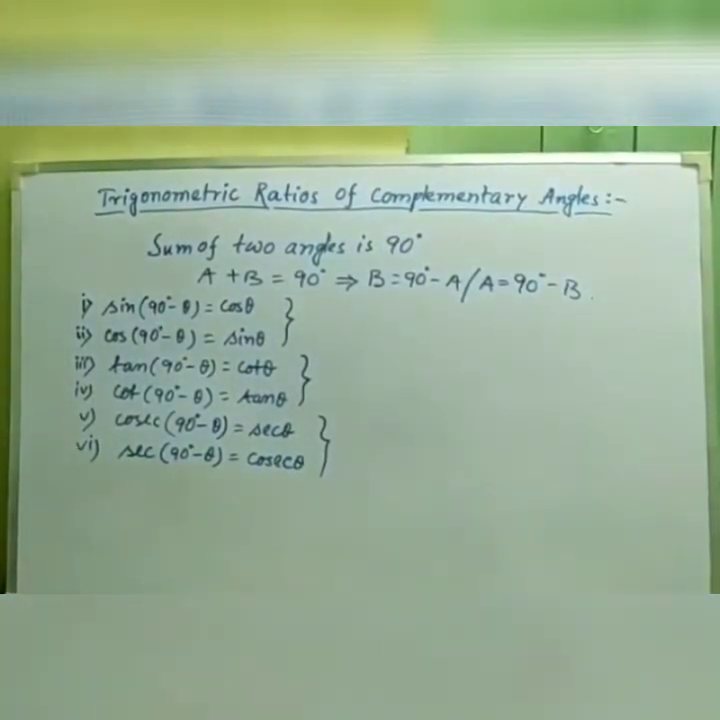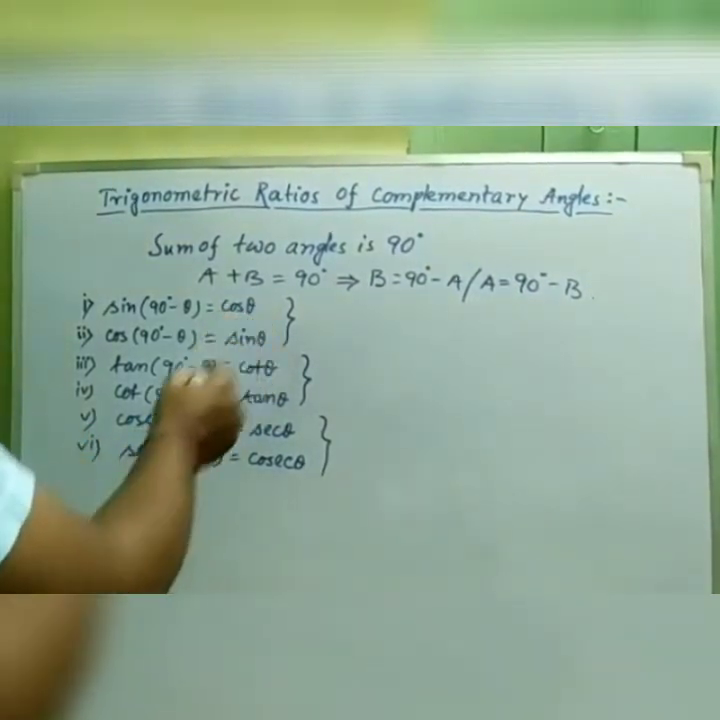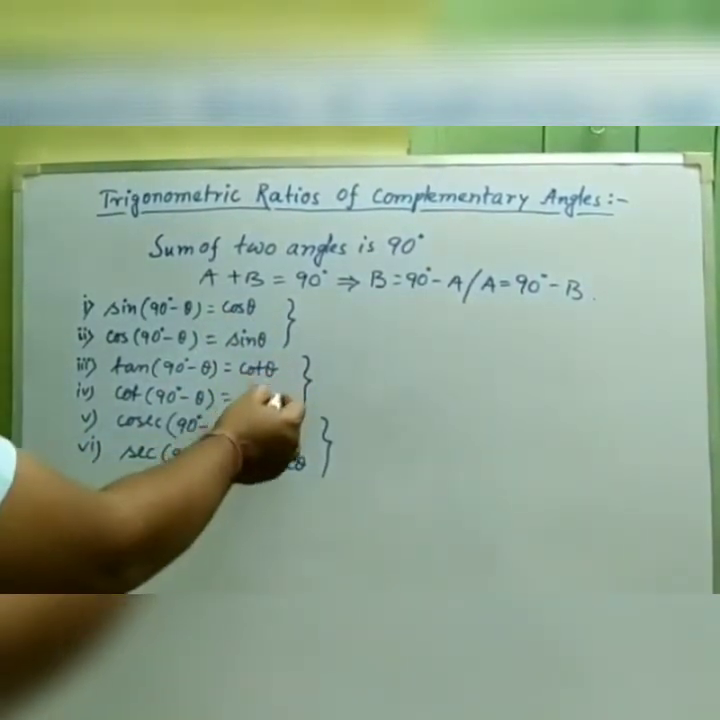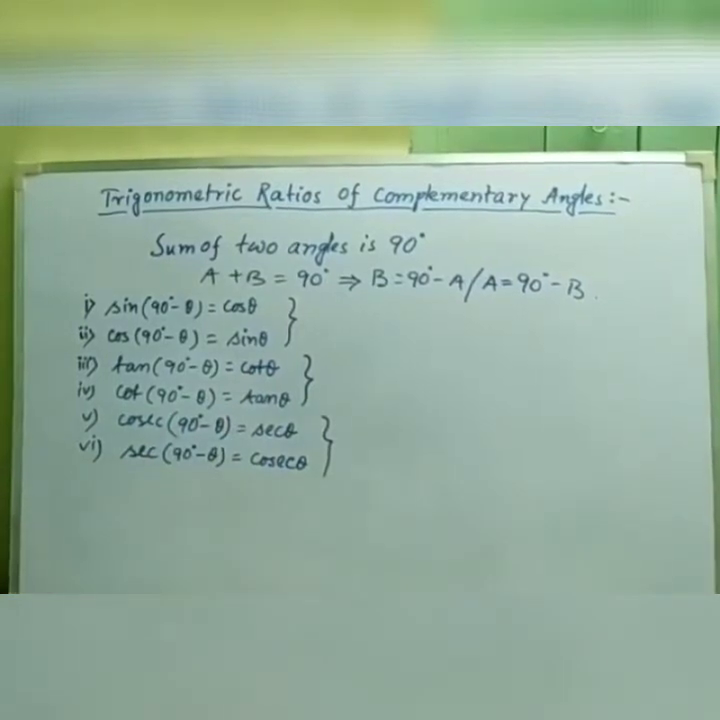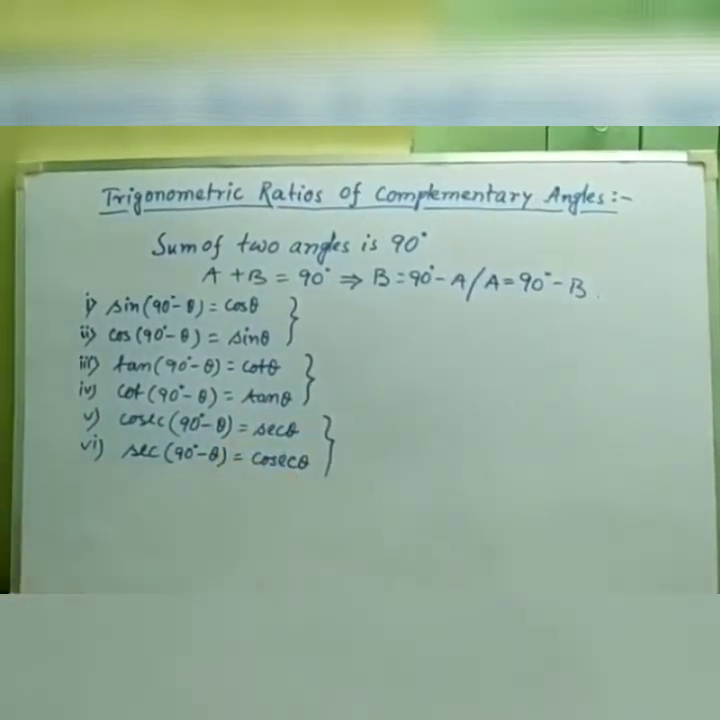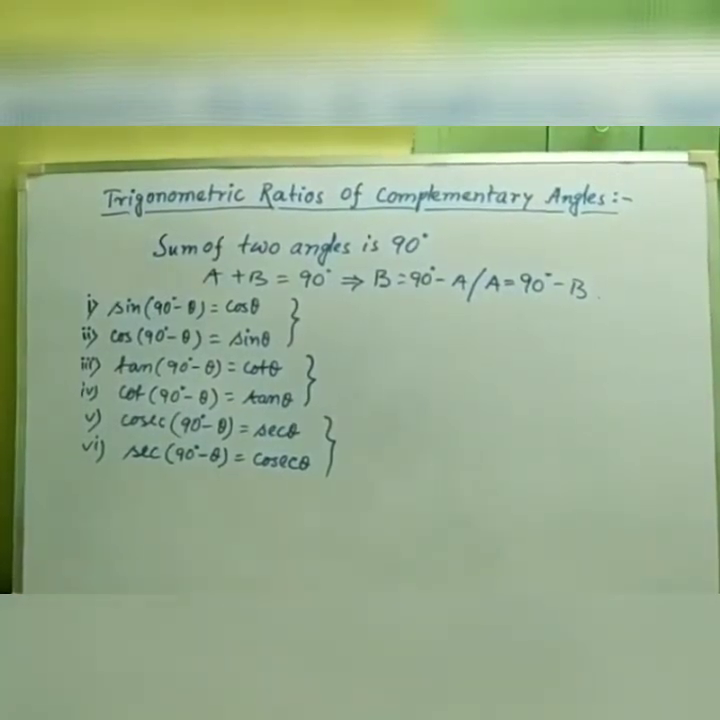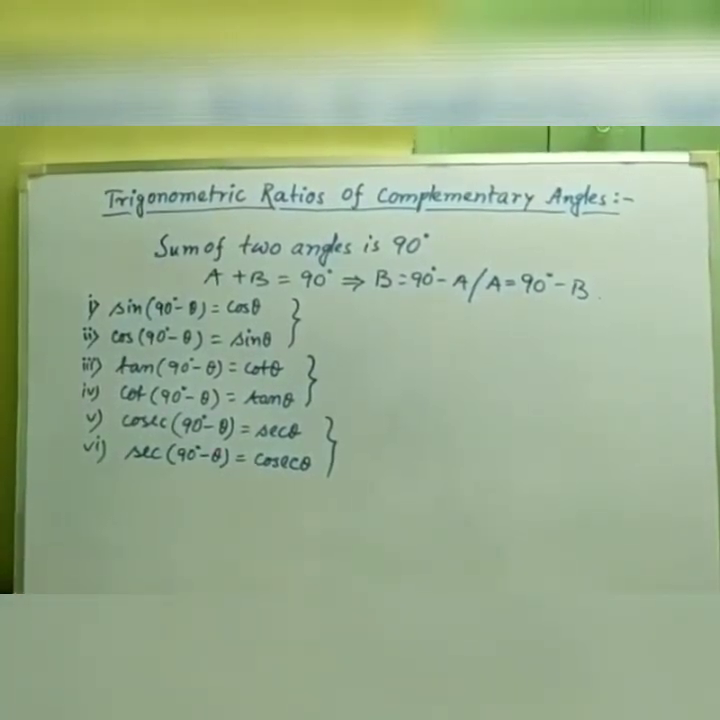So you can see sine and cos both are complementary to each other. Tan and cot both are complementary to each other. Cosec and sec both are also complementary to each other. So we got the pairs of complementary angles in trigonometric ratio form.